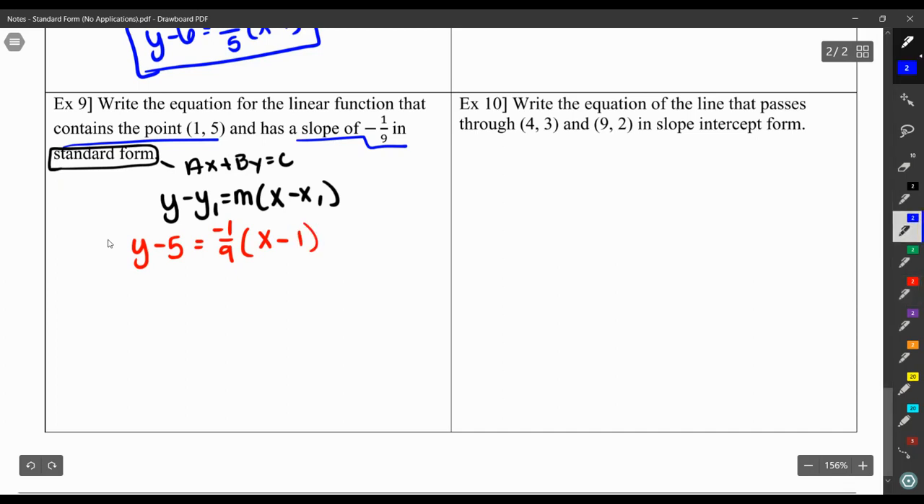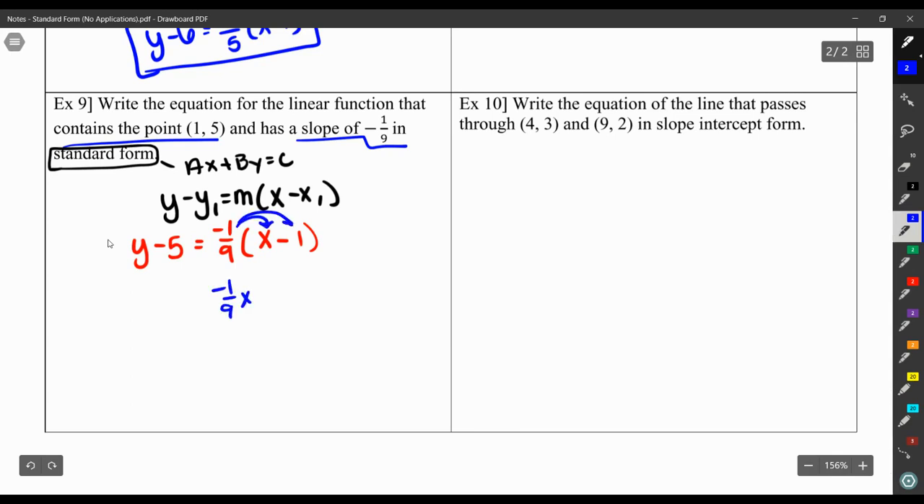So to get this into standard form, we first need to distribute. So -1/9 times x makes -1/9 x. -1/9 times -1 is a positive 1/9, and we have y minus 5 on the left. Now, on the other example, I went ahead and moved negative 5 over. But here's the thing. If you move this over right now, if you add 5, you're going to have to add 5 to 1/9. That means you're going to have to add two fractions together.